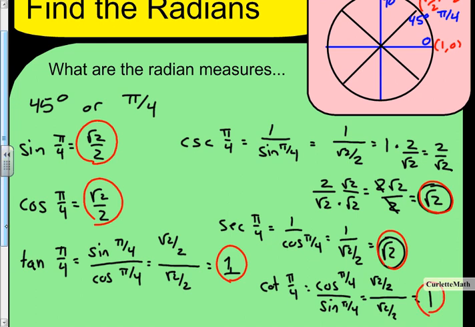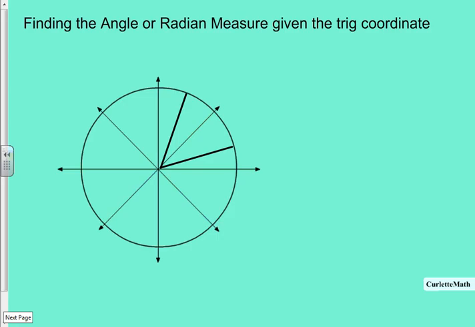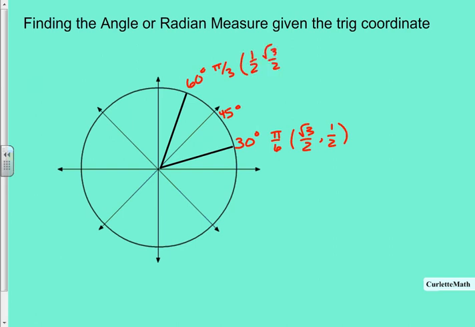Now, let's go through and figure out the 30 degrees and the 60 degrees. So what we're going to do is we're going to go over here, and I'm going to plug in our 30 degrees, which is pi over 6, which is the square root of 3 over 2, 1/2. We just worked out the 45, so I'm going to skip that one and go to 60 degrees, which is pi over 3, which is 1/2, the square root of 3 over 2.